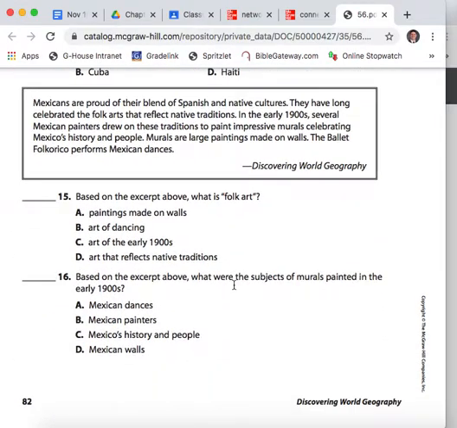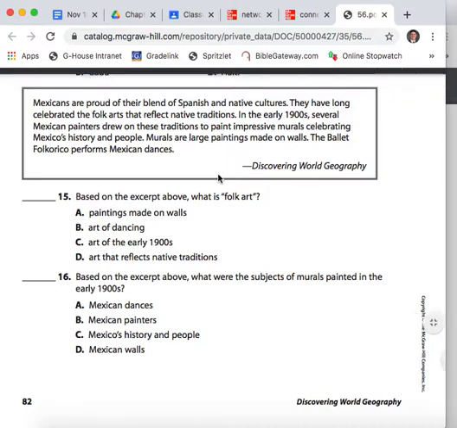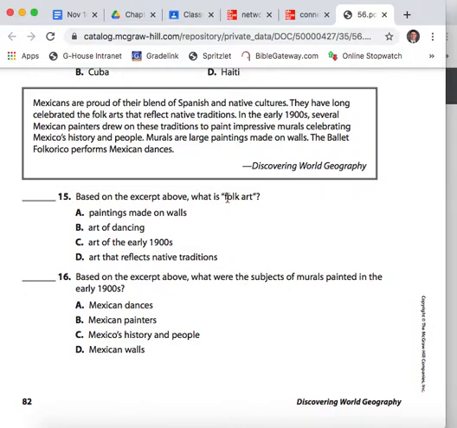Number 15 asks us to read through this paragraph and then answer the questions based on these excerpts. Mexicans are proud of their blend of Spanish and native cultures. They have long celebrated the folk arts that reflect native traditions. In the early 1900s, several Mexican painters drew on these traditions to paint impressive murals celebrating Mexico's history and people. Murals are large paintings made on walls. The ballet folklorico performs Mexican dances. Based on the excerpt, what is folk art? 15, A, painting made on walls, B, art of dancing, C, art of the early 1900s, or D, art that reflects native traditions. In number 15, you're going to say D, art that reflects native or folk traditions.